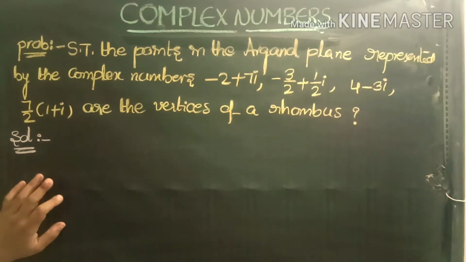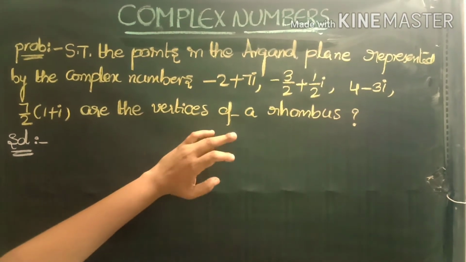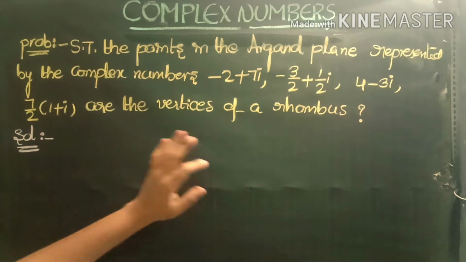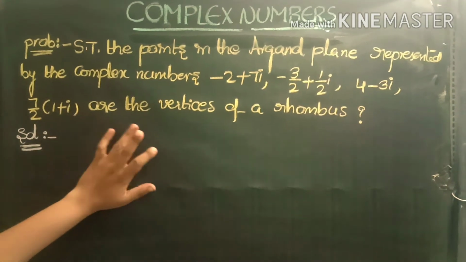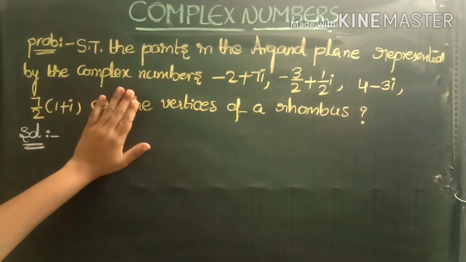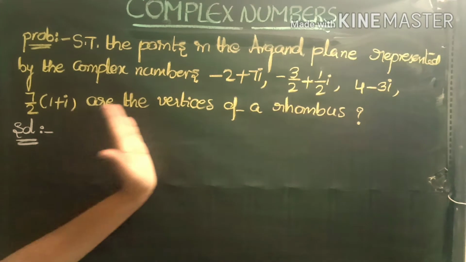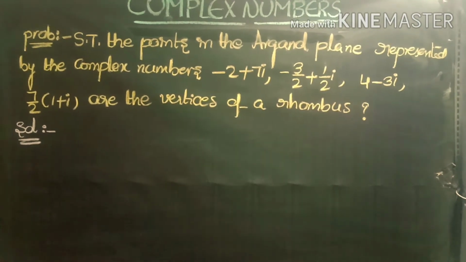Next problem. Show that the points in the orthographic plane represented by the complex numbers minus 2 plus 7i, minus 3 by 2 plus 1 by 2 into i, 4 minus 3i, 7 by 2 into 1 plus i are the vertices of a rhombus. Here 4 points are given. Now we have to show that the 4 points are the vertices of a rhombus.